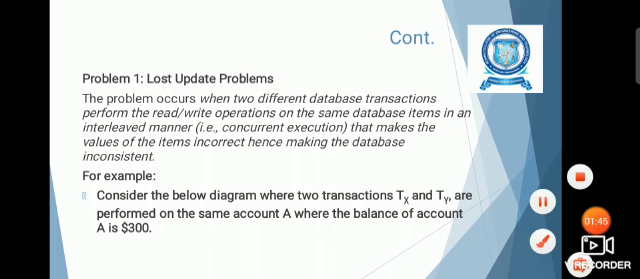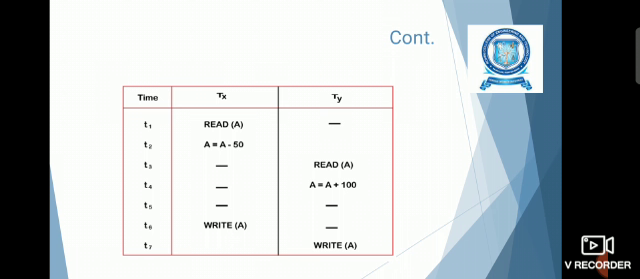The first one is the lost update problem. The problem occurs when two different database transactions perform read or write operations on the same database items in an interleaved manner, that is, concurrent execution, which makes the values of the items incorrect, hence making the database inconsistent. For example, consider the diagram where two transactions Tx and Ty are working on the same account A, where the balance of the account is 300. Let us see the transactions Tx and Ty.